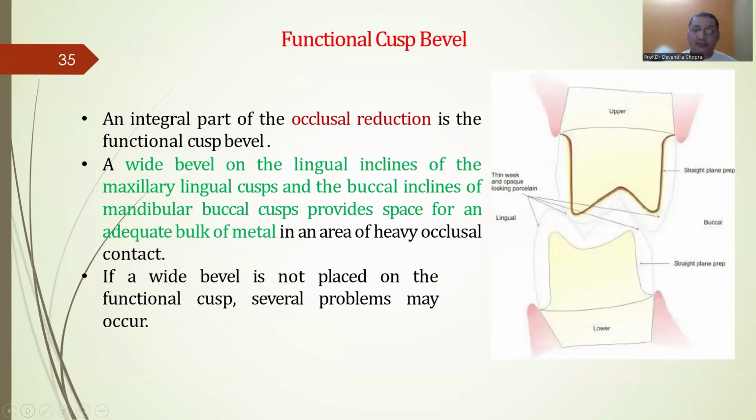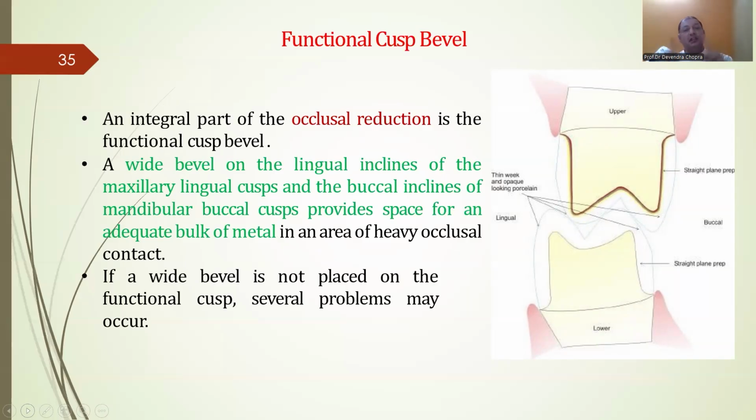Functional cusp bevel. This is something really important. You can check out the schematics in the upper and lower preparation. Now, what is this functional cusp bevel? A wide bevel on the lingual surface of the maxillary lingual cusp and the buccal inclines of the mandibular buccal cusp provides space for an adequate bulk of metal.